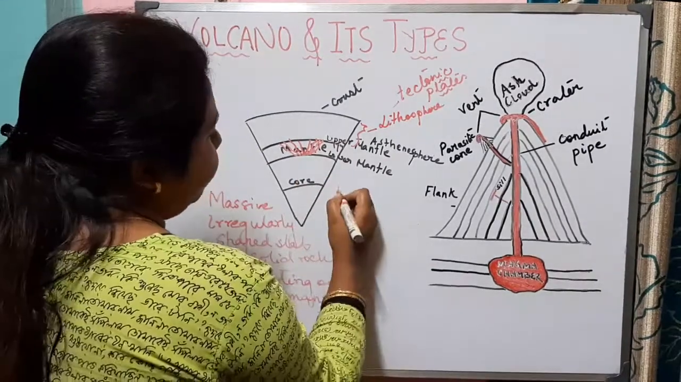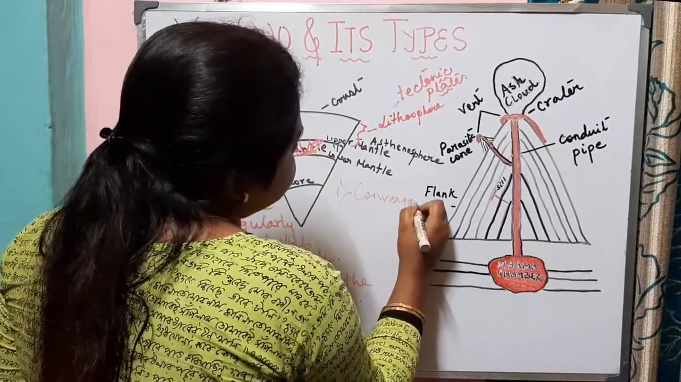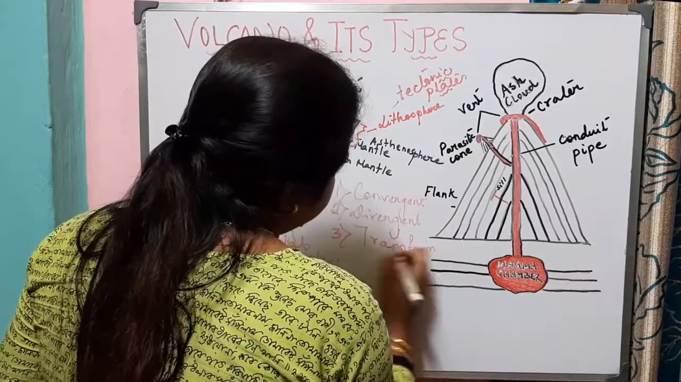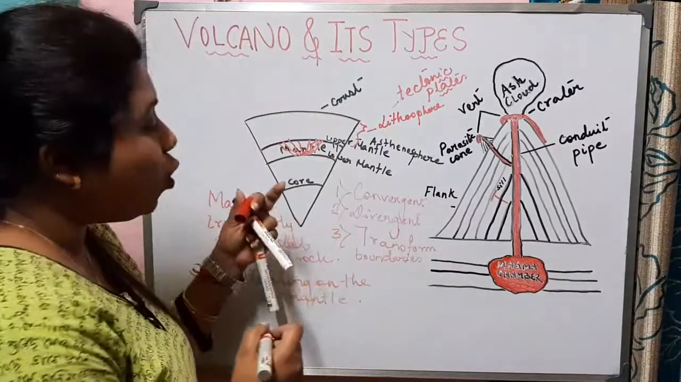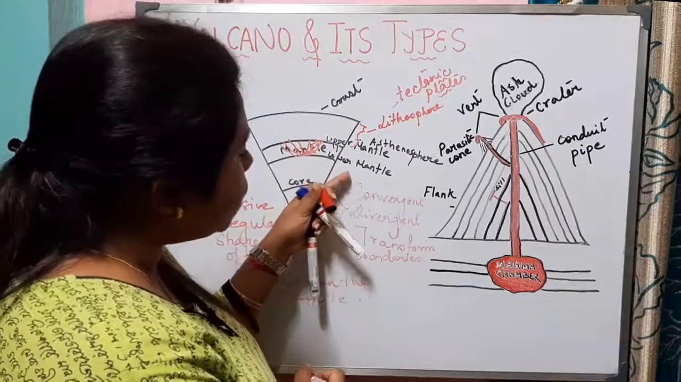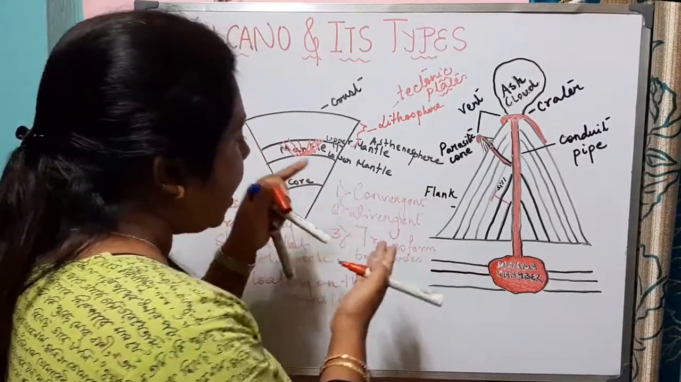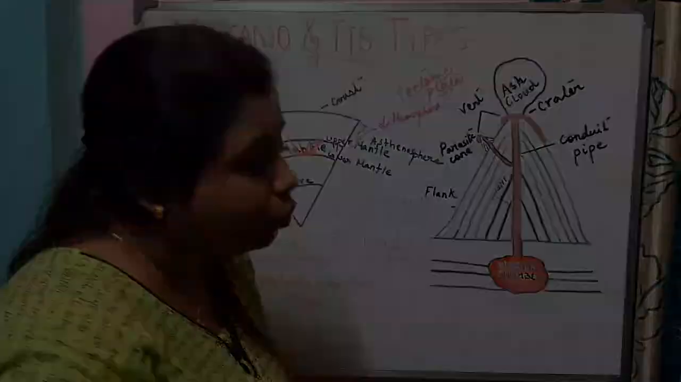There are three types of plate boundaries that we have learned earlier also: convergent boundaries, divergent boundaries, and transform boundaries. Now, volcanic eruption occurs along the plate boundaries of convergent and divergent, not along the transform plate boundaries. Now, let us know what we mean by convergent, divergent, and what are transform boundaries.